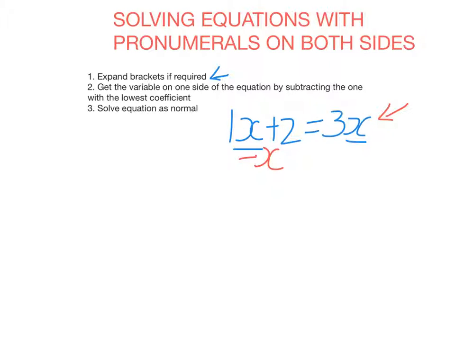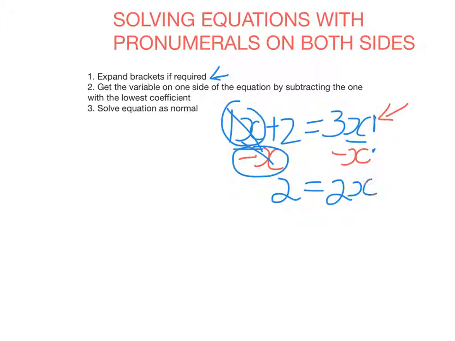Now, also remember that just like for all equations, what you do to one side of the equation, you must do to the other. So I need to subtract x from the other side as well. Let's go ahead and do this. 1x minus x, they cancel each other out. So on the left-hand side of the equation, I'm just left with 2. On the right-hand side, 3x minus x equals 2x. And the third step is to just solve this as normal, and you know how to do that. We just divide each side by 2, and we get 1 equals x.